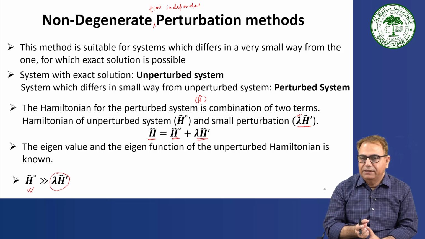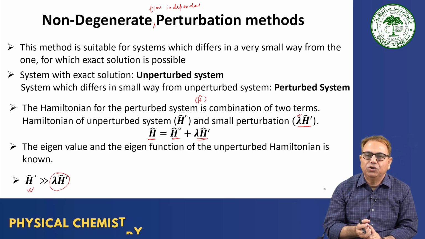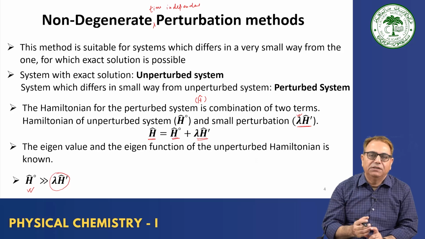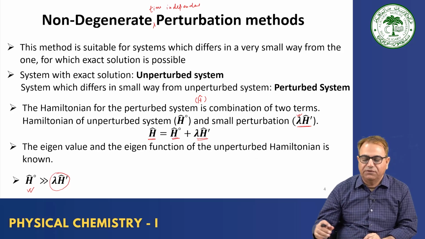But there are three different ways of doing this. For different systems, we use different methods. One is the non-degenerate method, another is the degenerate method, and both these are time independent perturbation. And the third one is time dependent perturbation, which tells you about the transition probability in spectroscopy, and the selection rule is derived from this one. This is a very important one.